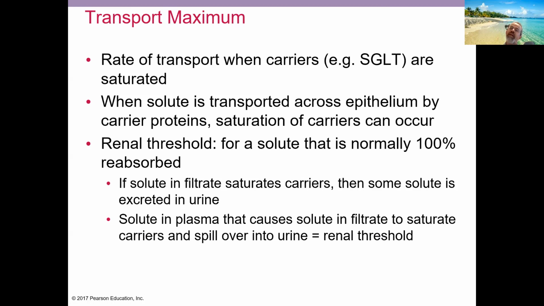Okay, and there is a definite defined concentration, what we call a renal threshold for glucose, in which if the levels get above this specific number, which we'll talk about, it's about 180. If it gets higher than that, then it'll spill over into the urine because that's too much for the carriers to handle. Okay.